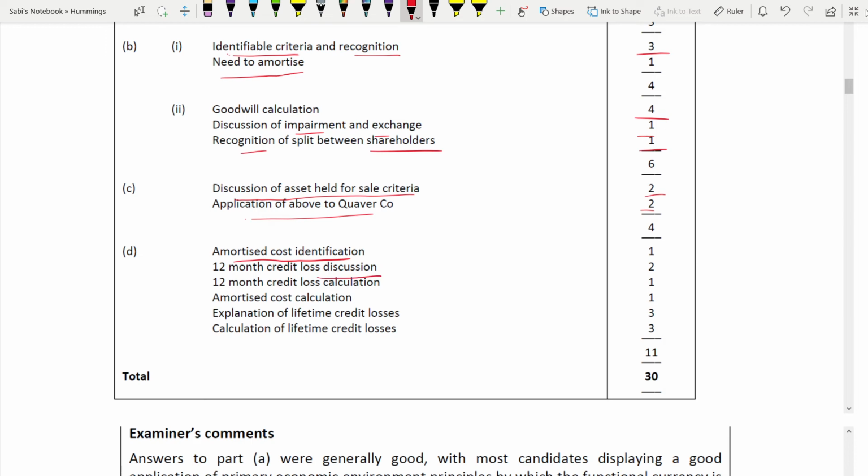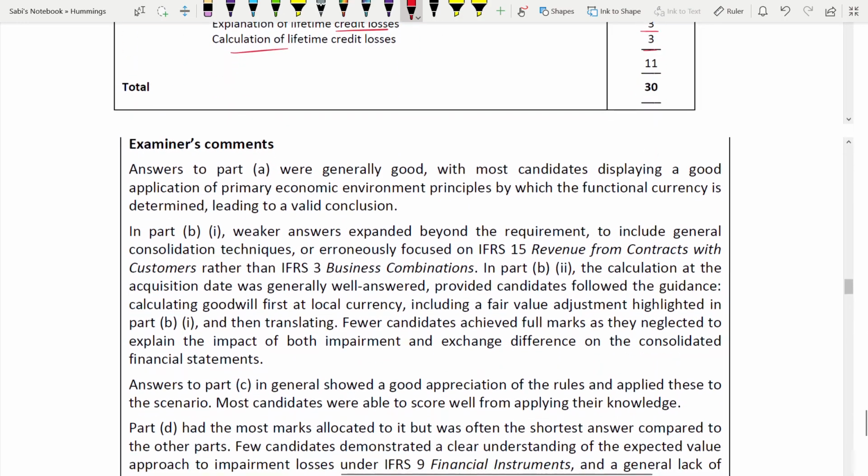12-month discussion, 12-month calculation. Discussion is 2 marks, it's more than the calculation, because calculation is what, only 10,000. That's already given, but you need to discuss. Amortized cost calculation, 1 mark. Now you calculate. Earlier you just identified. That means the carrying amount you get, 10.3 million. Explain lifetime credit loss and calculate. So here 3 marks. More marks will be there for lifetime expected credit losses. We saw that, right? So now let us go to the examiner's comment.